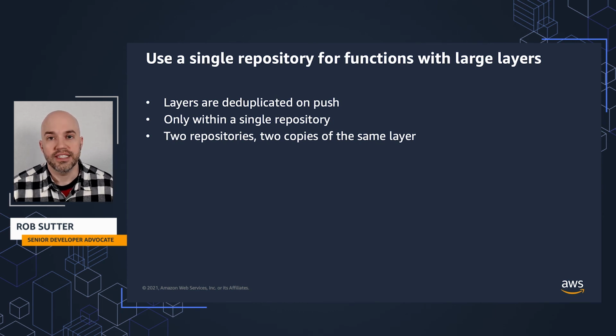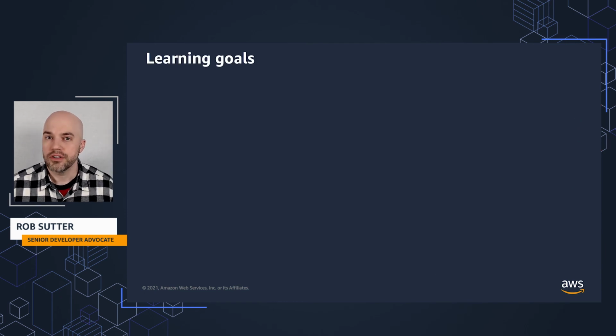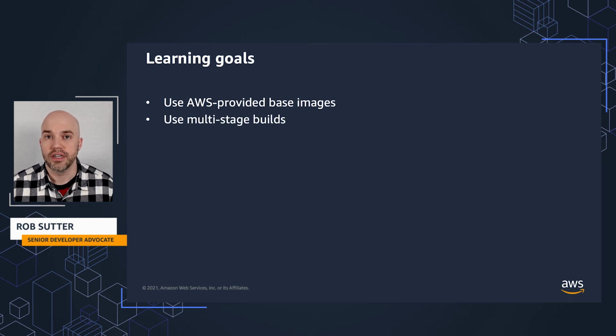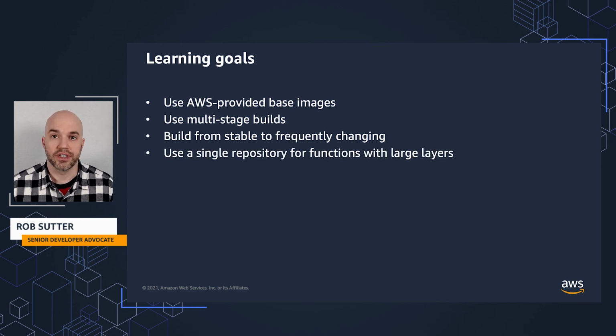So let's review these tips for optimizing your images. You learned the benefits of using AWS-provided base images. You learned why you should use multi-stage builds to allow you access to all the tools you need at build time, but only the minimum tools that you need at runtime. You learned to build from stable to most frequently changing in order to avoid unnecessary rebuilds. And you learned why you should use a single repository if you have images which share large layers.